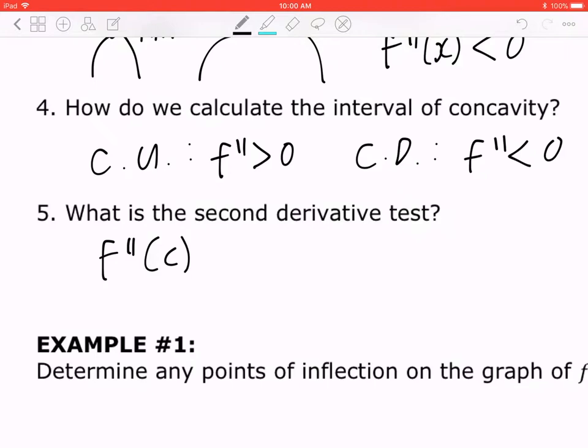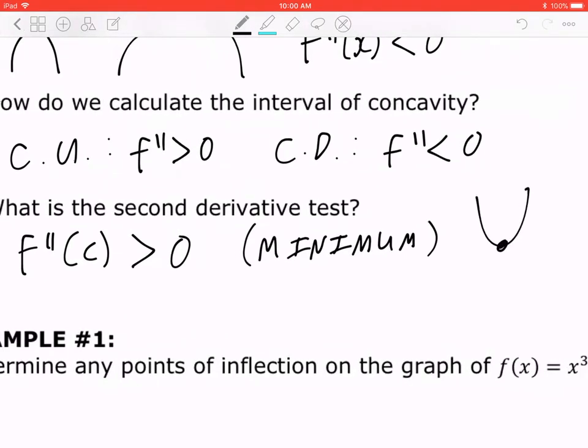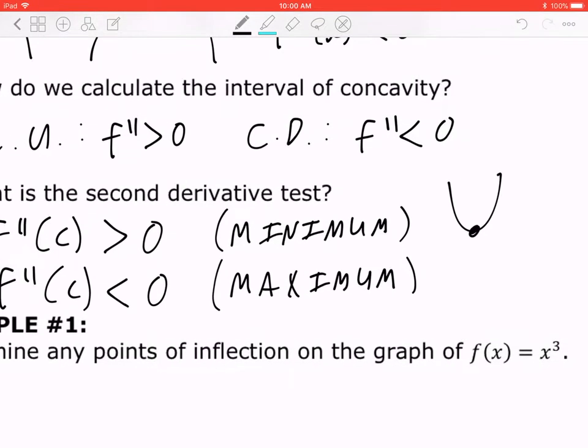So once you find those critical points, which we call C, and you plug it into f double prime and it's positive, this implies that this point is going to be a minimum. And again, we know this because if it's concave up, which looks something like that, then this point at the bottom is a minimum. On the other hand, if we find f double prime of C is going to be negative, this means it's going to be concaving down, which means the critical point is going to be a maximum. And again, it looks something like that.